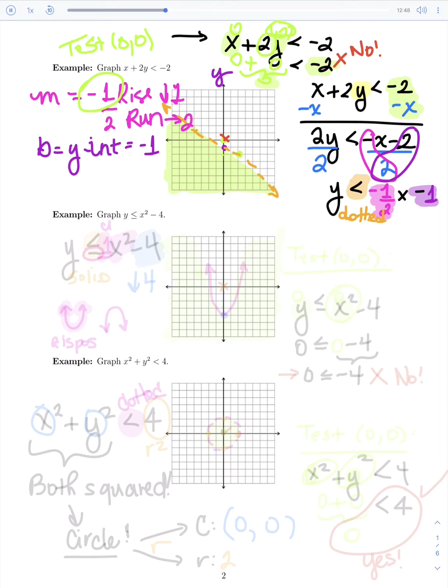Let's look at this next problem. In this next problem, we have y is less than or equal to x squared minus 4. Well, first of all, let's look at this. We have a less than or equal to symbol, which means whatever kind of graph this is, it's going to be a solid graph because of the equal to.